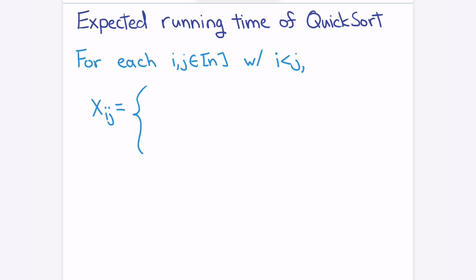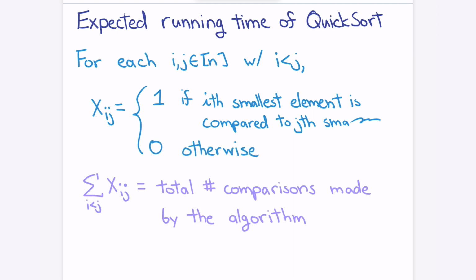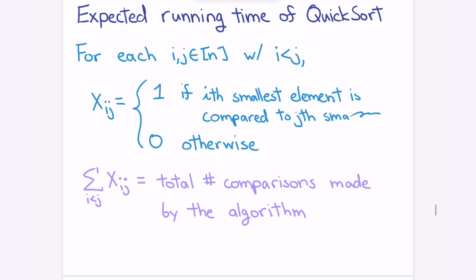So instead, I'm going to set up these very clever indicator variables. I'm going to look at which pairs of numbers are actually compared to each other. Many pairs aren't compared, right? Because you split down the middle, you make two different piles, and the two different piles will never be compared to each other. So x_ij is going to be 1 if the i-th smallest element is compared to the j-th smallest one, and 0 otherwise. The sum of the x_ij's is the total number of comparisons made by the algorithm, which is the running time up to a constant. Okay, good. So that's our setup.